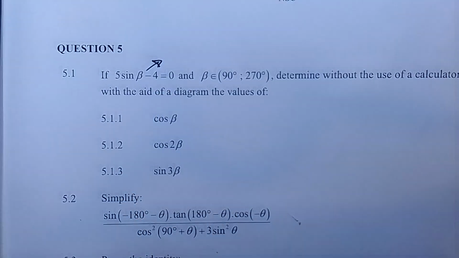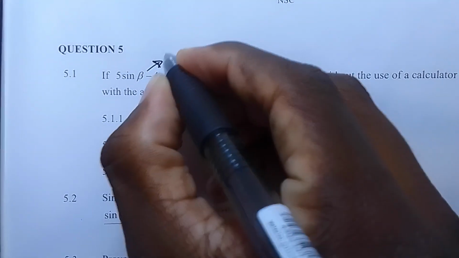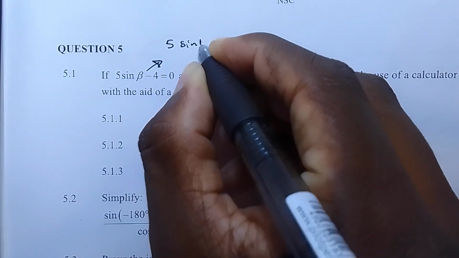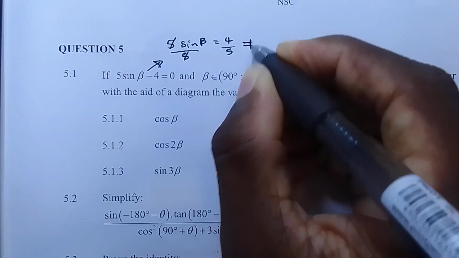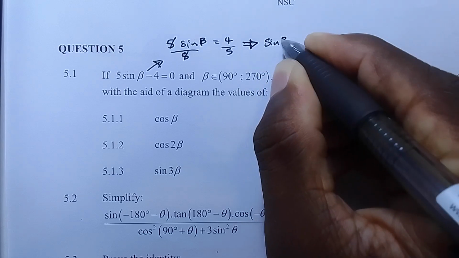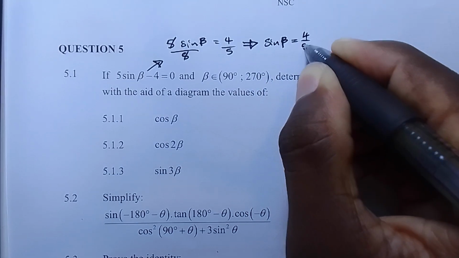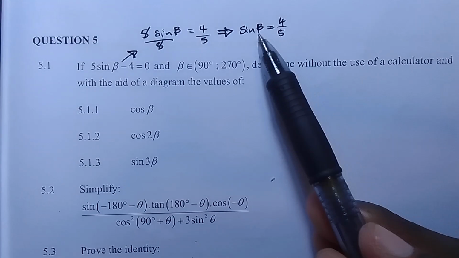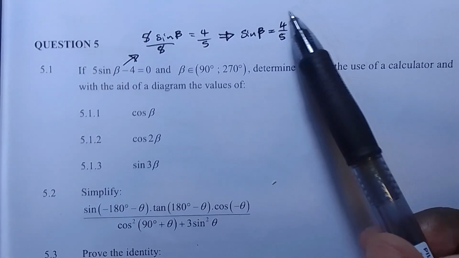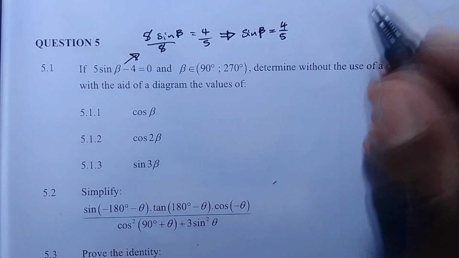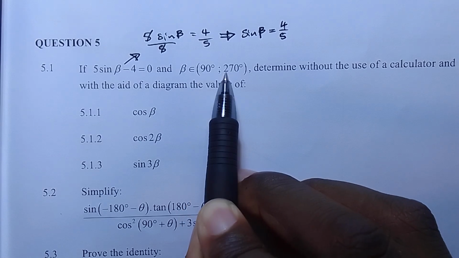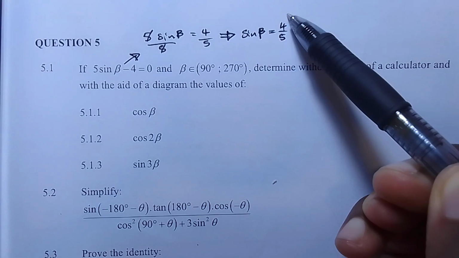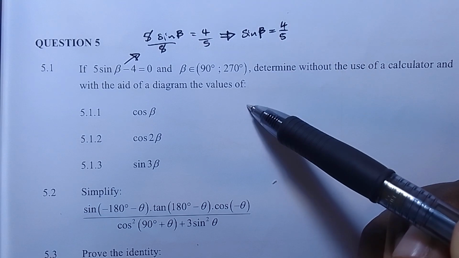If we transpose 4 to the other side, we have 5 sine beta is equal to 4, and then we divide by 5 on both sides. Now we have sine beta is equal to 4 divided by 5. If sine beta is equal to 4 divided by 5, that means sine beta is positive. And since they said beta is between 90 and 270 degrees, it's between the second and third quadrant.